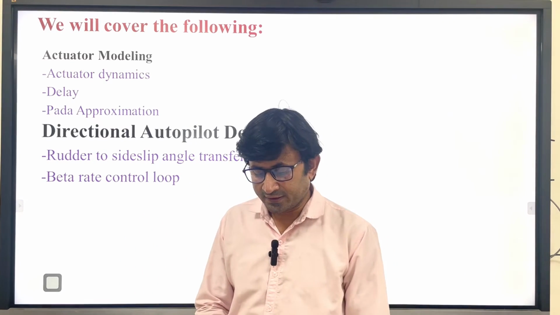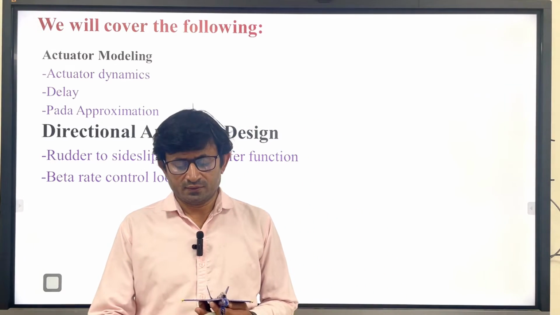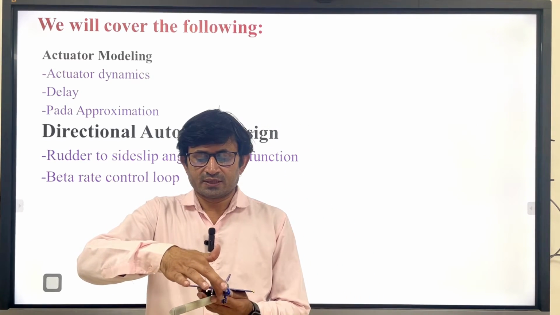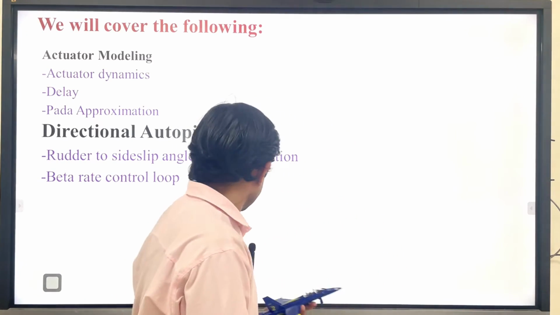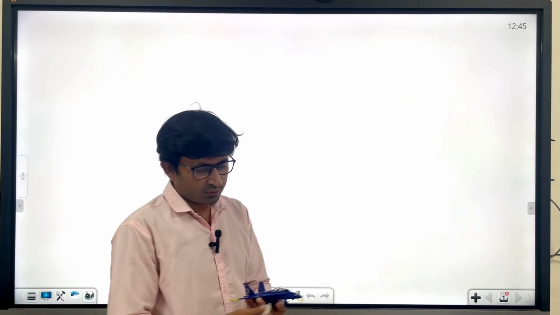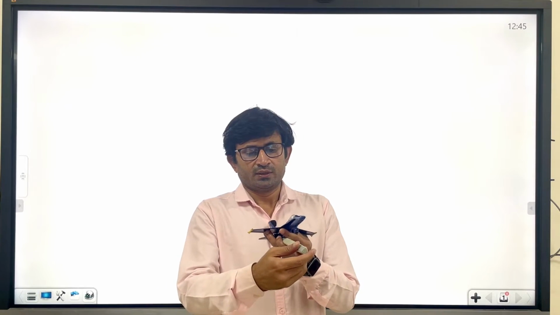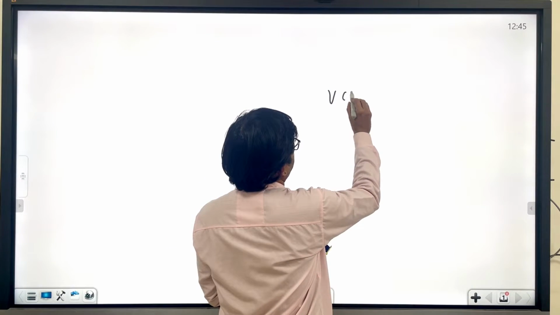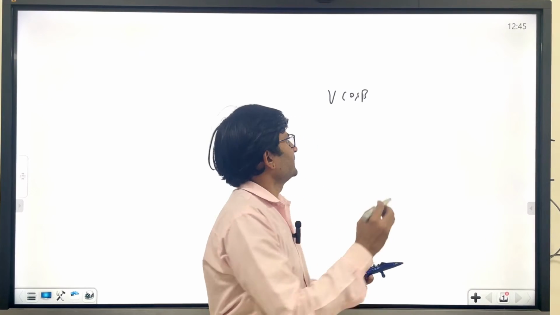I already said that when there is any relative airspeed with a wind, the resultant velocity vector is in this direction. The angle that the resultant velocity vector makes with the plane of symmetry is known as the side slip angle. We have already discussed this. When you take the components, what will this component be? V cos beta, right? And what will the other component be? V sin beta.